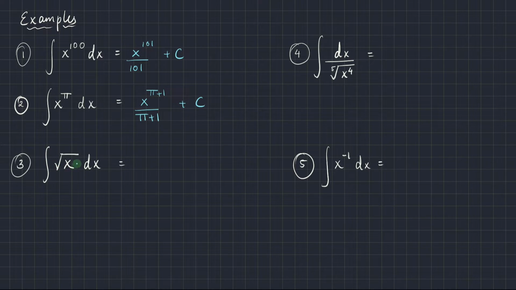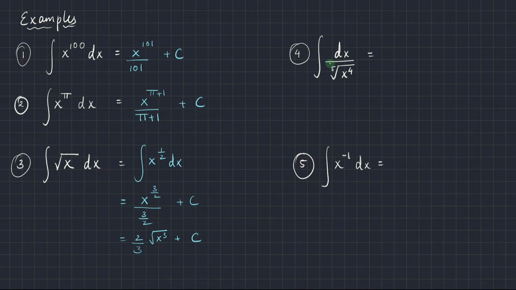Integral of root x dx is nothing but the integral of x to the half dx. Applying the power rule, we get x to the power of 1 over 2 plus 1, which is 3 over 2, all divided by 3 over 2 plus c. But it might be more convenient to write this in radical form and without the fraction in the denominator. You know that dividing by 3 over 2 is the same as multiplying by 2 over 3. So we get 2 over 3 square root of x cubed plus c.